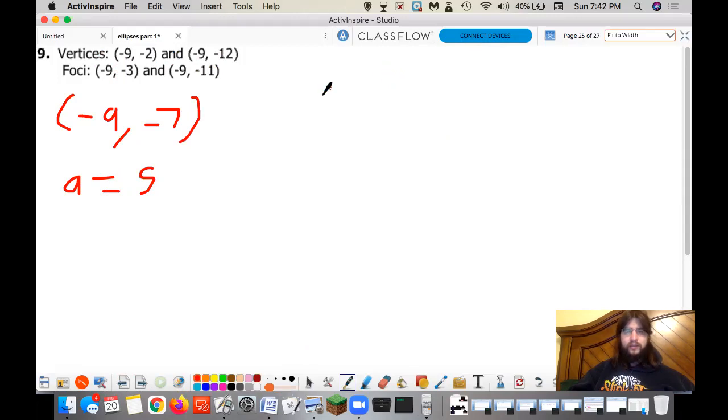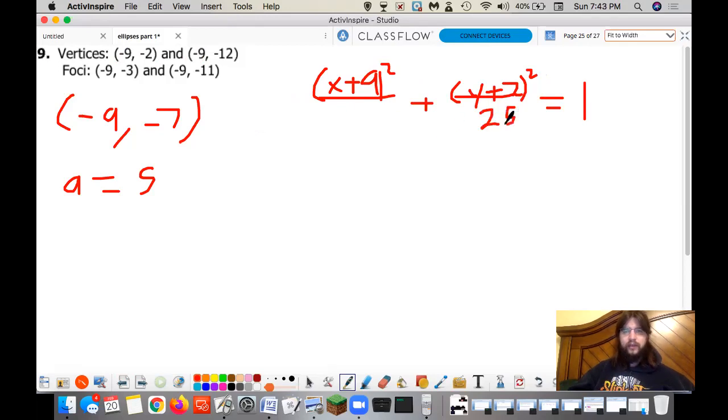Okay, so let's go ahead and write down what we know for sure. So already we know it's going to be x plus 9 squared. We know it's going to be y plus 7 squared. We know it's got to equal 1. The x values didn't change here, so it's a vertical ellipse. So that means this is going to be a 25 down here. So all we're missing is the b.